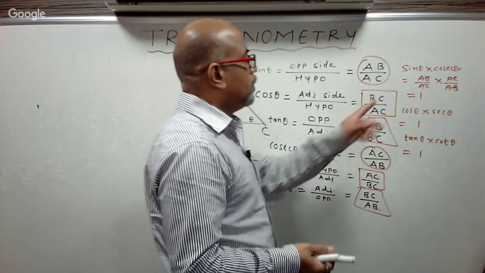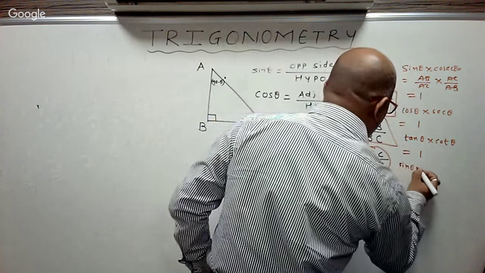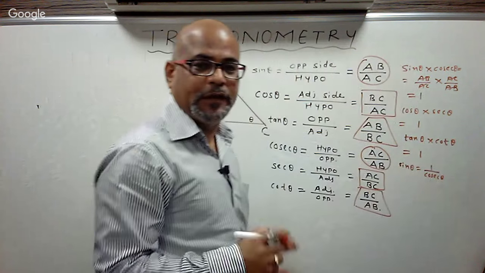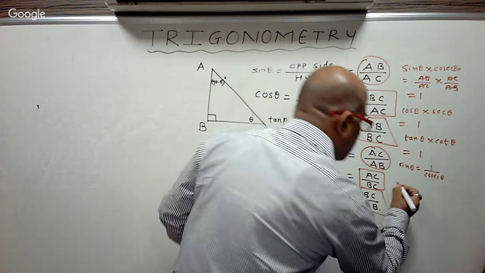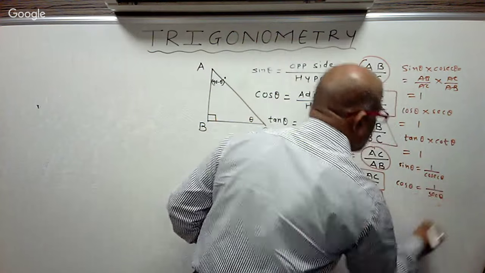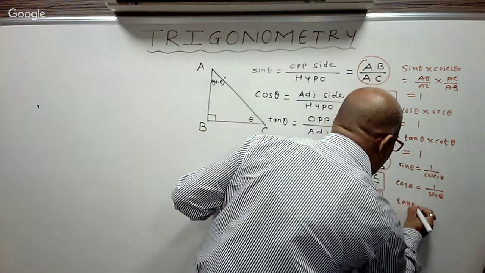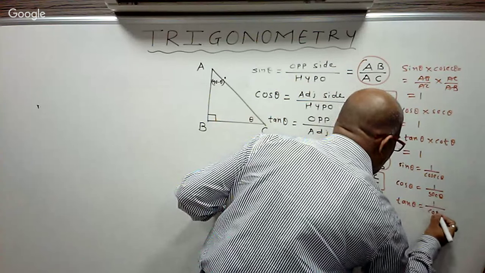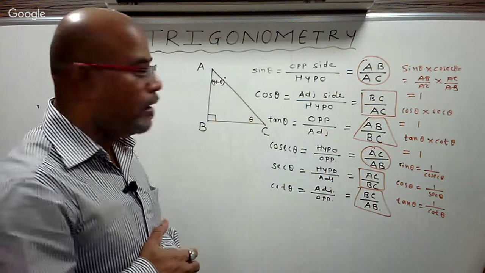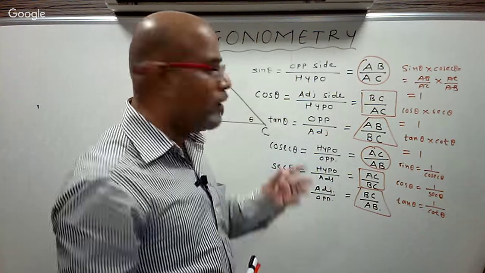Another way: sin theta equals 1 upon cosec theta and vice versa, that is, cosec theta equals 1 upon sin theta. Cos theta equals 1 upon sec theta or sec theta equals 1 upon cos theta, and tan theta equals 1 upon cot theta or cot theta equals 1 upon tan theta. These are all basic trigonometric ratios and formulas that I am giving here.